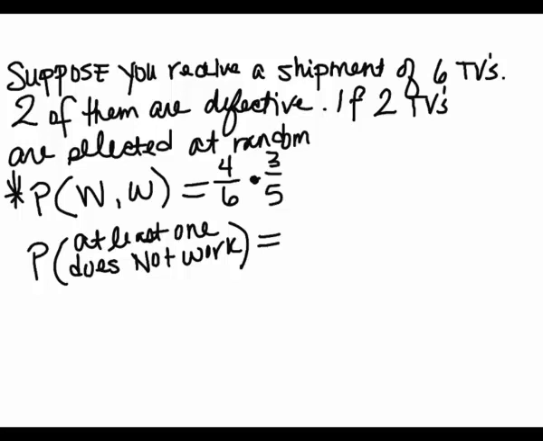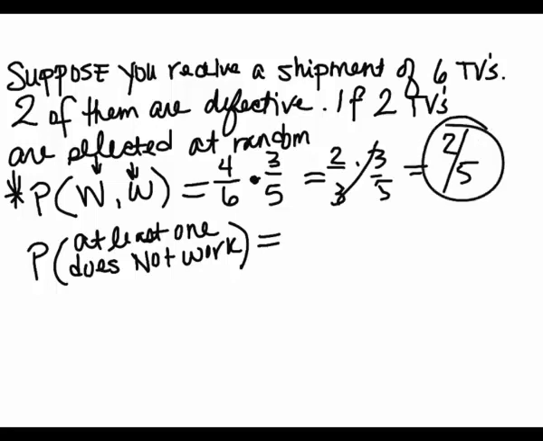Okay? And so that's what you do. You just take the probability of one, given that the first one already happened. So then, let me reduce this. This becomes 2/3 times 3/5. The 3's cancel. 2/5. I have a 2/5 chance that if I pick 2 TVs, both of them work. Okay? Now, I want to look at the probability that at least one does not work.